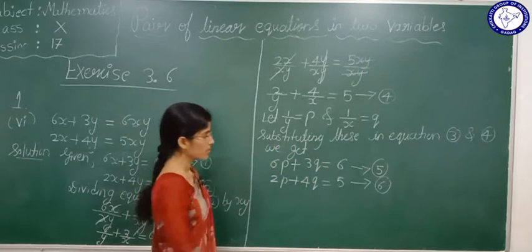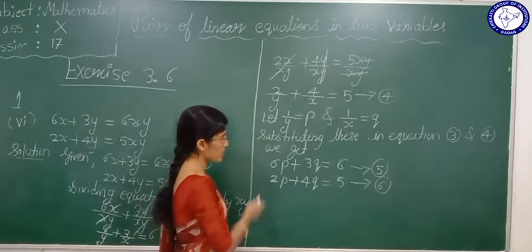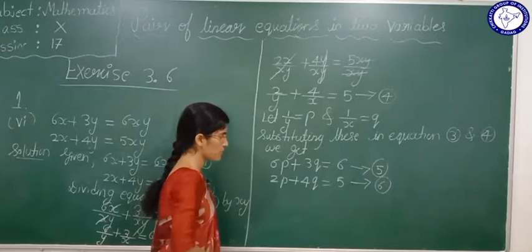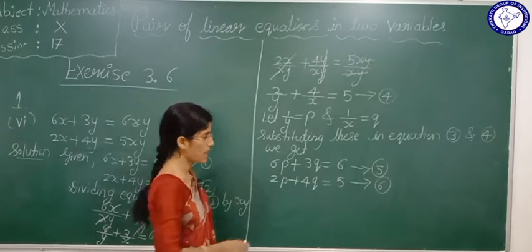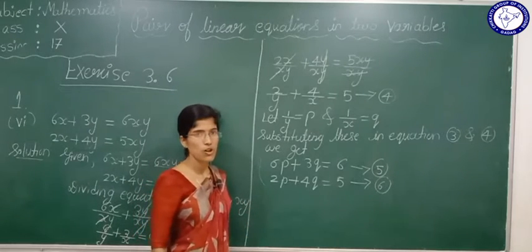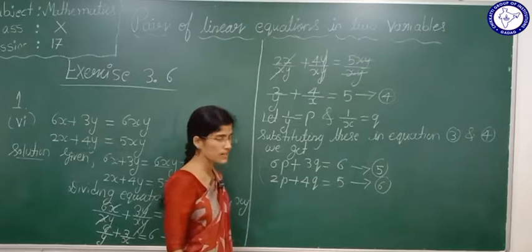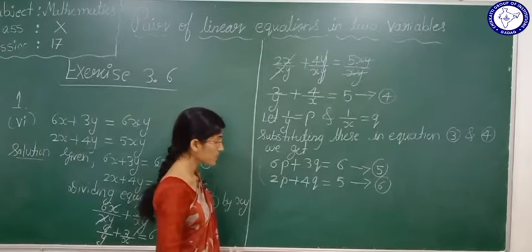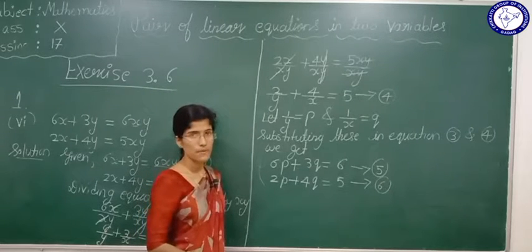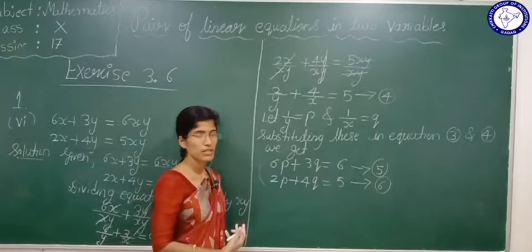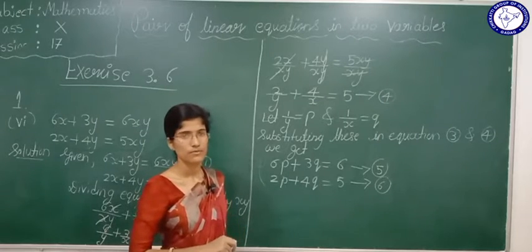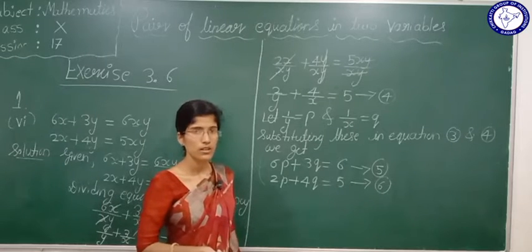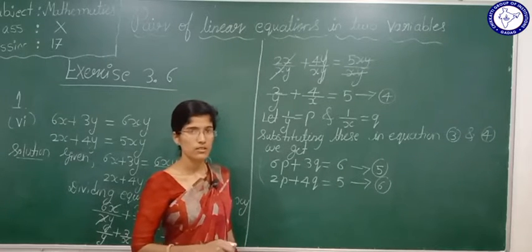Now see, students, we have reduced the equations into a pair of linear equations. Now what will we do? We will apply any one of the algebraic methods to solve equations 5 and 6. So what I will do is use the elimination method. Compared to the substitution method, elimination is easier. You can go for cross multiplication also. You can use whichever you feel comfortable with.